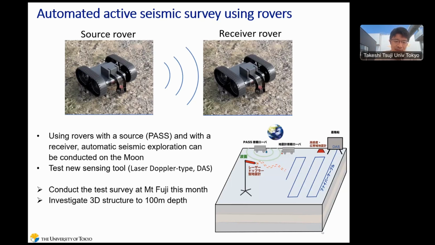Recently, we also tried to use a laser Doppler type seismometer and a fiber optic cable type seismometer, distributed acoustic sensing, and we try to use these geophysical tools on the Moon. Of course, there are many issues, honestly, but we try to solve them. We try to conduct this integrated geophysical survey at Mt Fuji this month or next month, and investigate the three-dimensional geological structure down to 100 meters. Okay, go to the next.